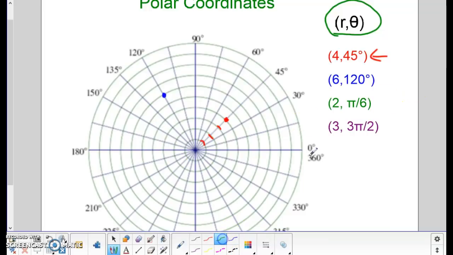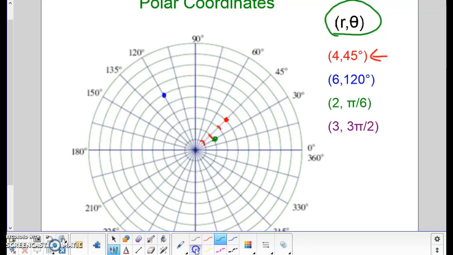Our green point is at 2, pi over 6. If you remember from your unit circle, pi over 6 is the same as 30 degrees. So we're going to go out 1, 2, to the second circle out. The radius is 2 at pi over 6 radians.